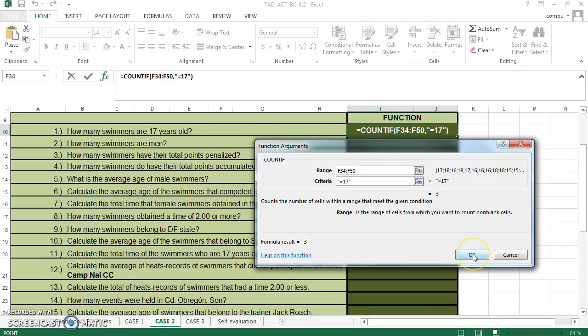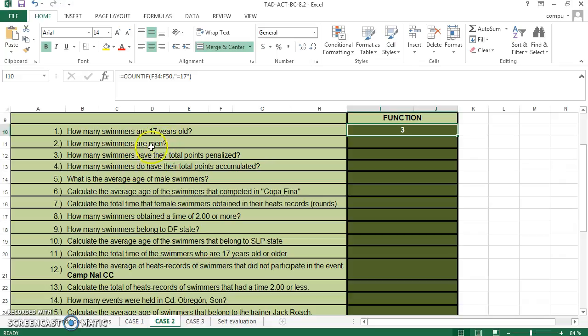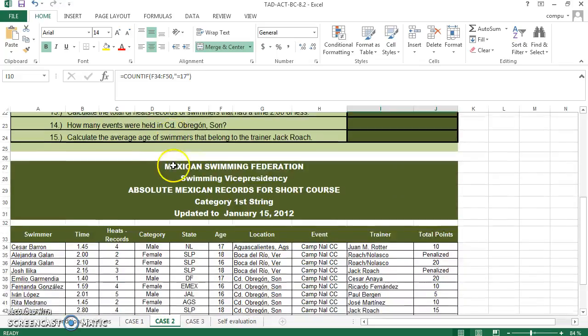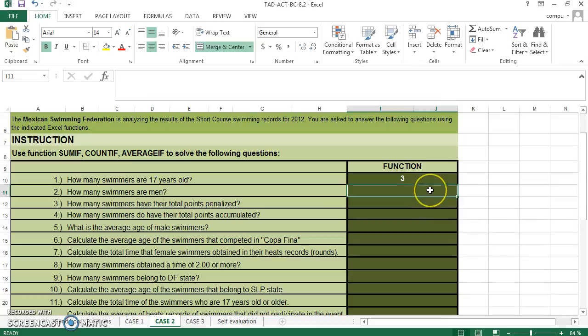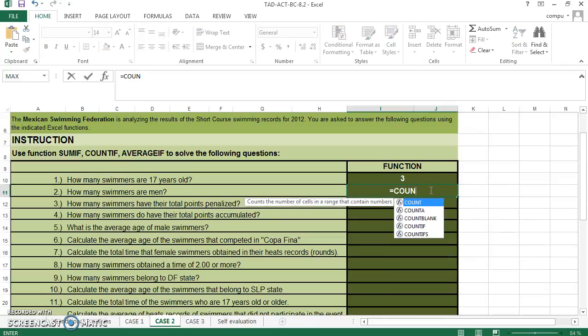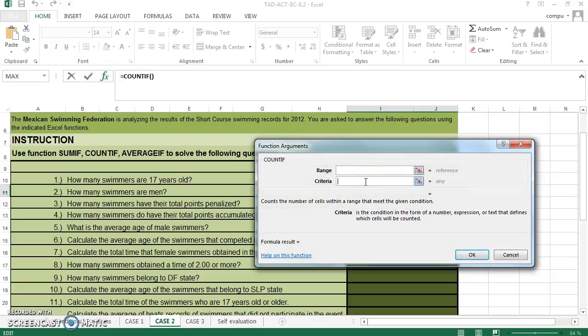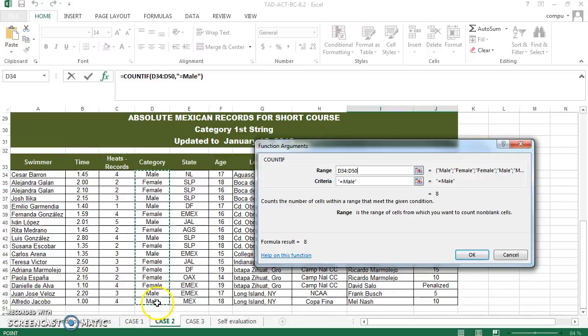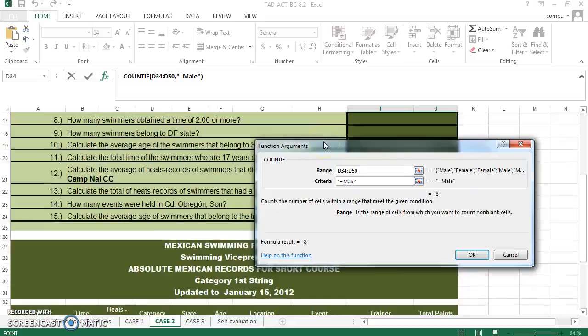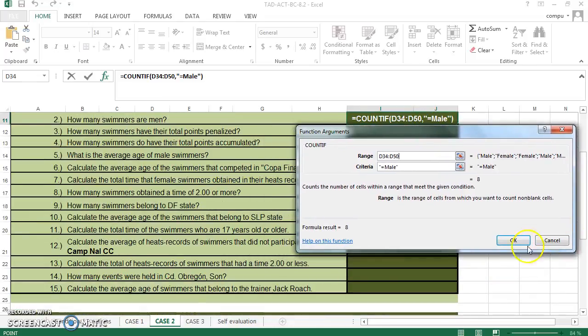There you have. How many swimmers are men? My criteria now is men. So here it's male, then equals, again, COUNTIF, open parenthesis, and I only want the ones equal to male. And the cells containing that information are in the category column. Here is where Excel is going to look, and they are 8.